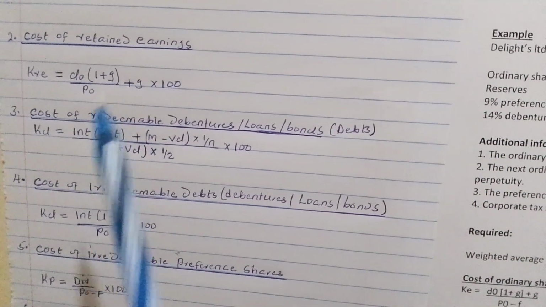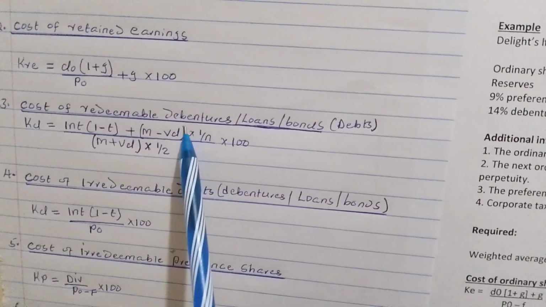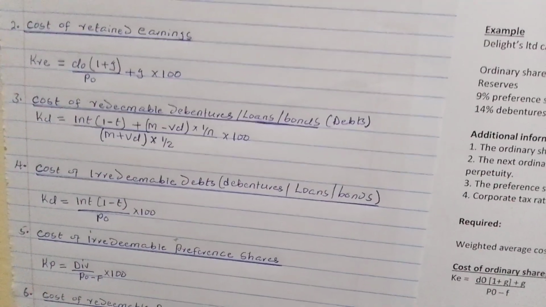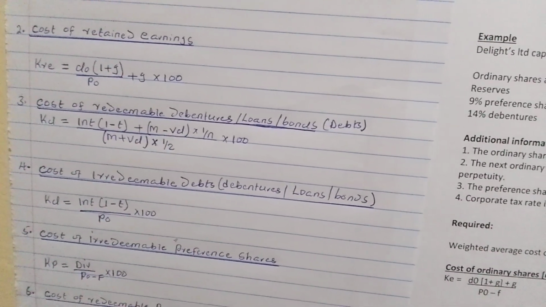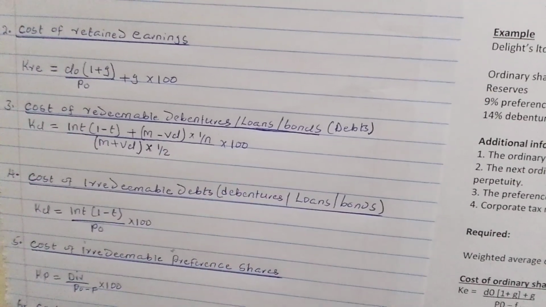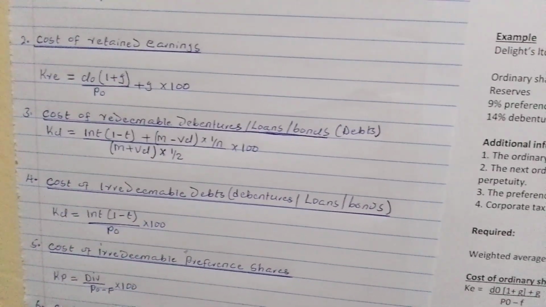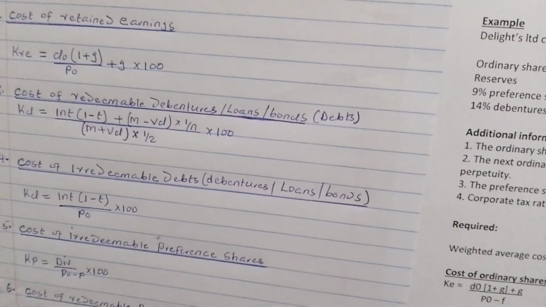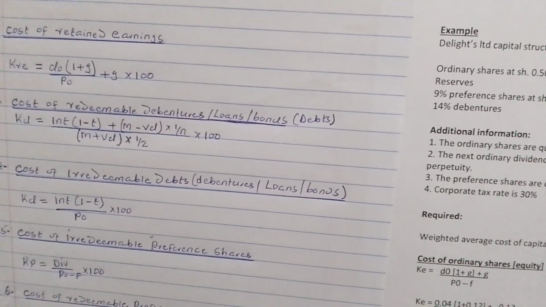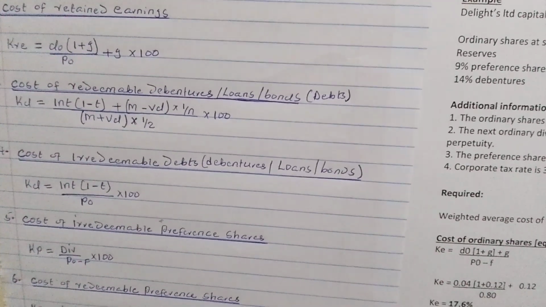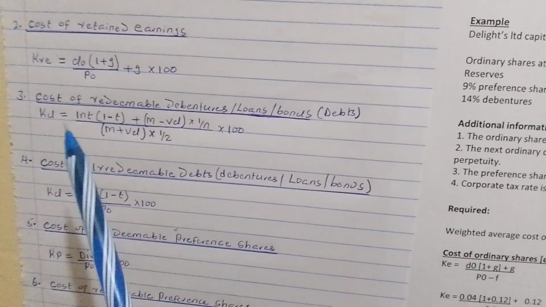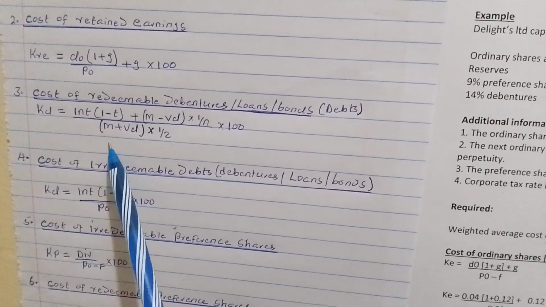So cost of debt, if it is redeemable: anytime you realize that a debt has a maturity period, it implies that the N which you have here will represent the maturity period, or the period within which such a debt should be purchased back or redeemed. Therefore, you'll be taking interest.